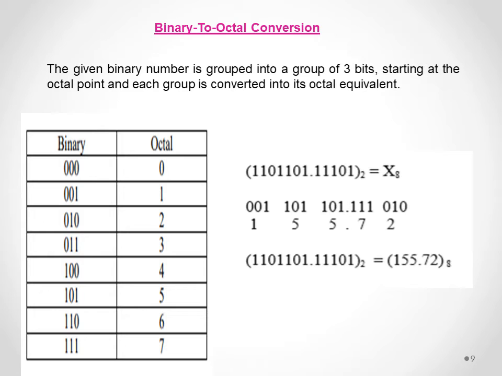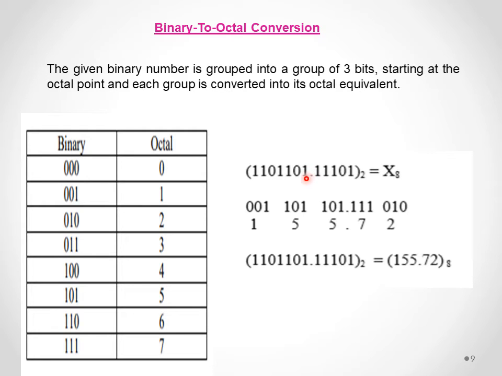Let's see about binary to octal conversions. The given binary number is grouped into groups of 3 bits starting at the octal point, and each group is converted into its equivalent octal digit. This is our given question. We need to convert it into octal. So we have to group the binary digits into 3 bits, starting from the octal point.